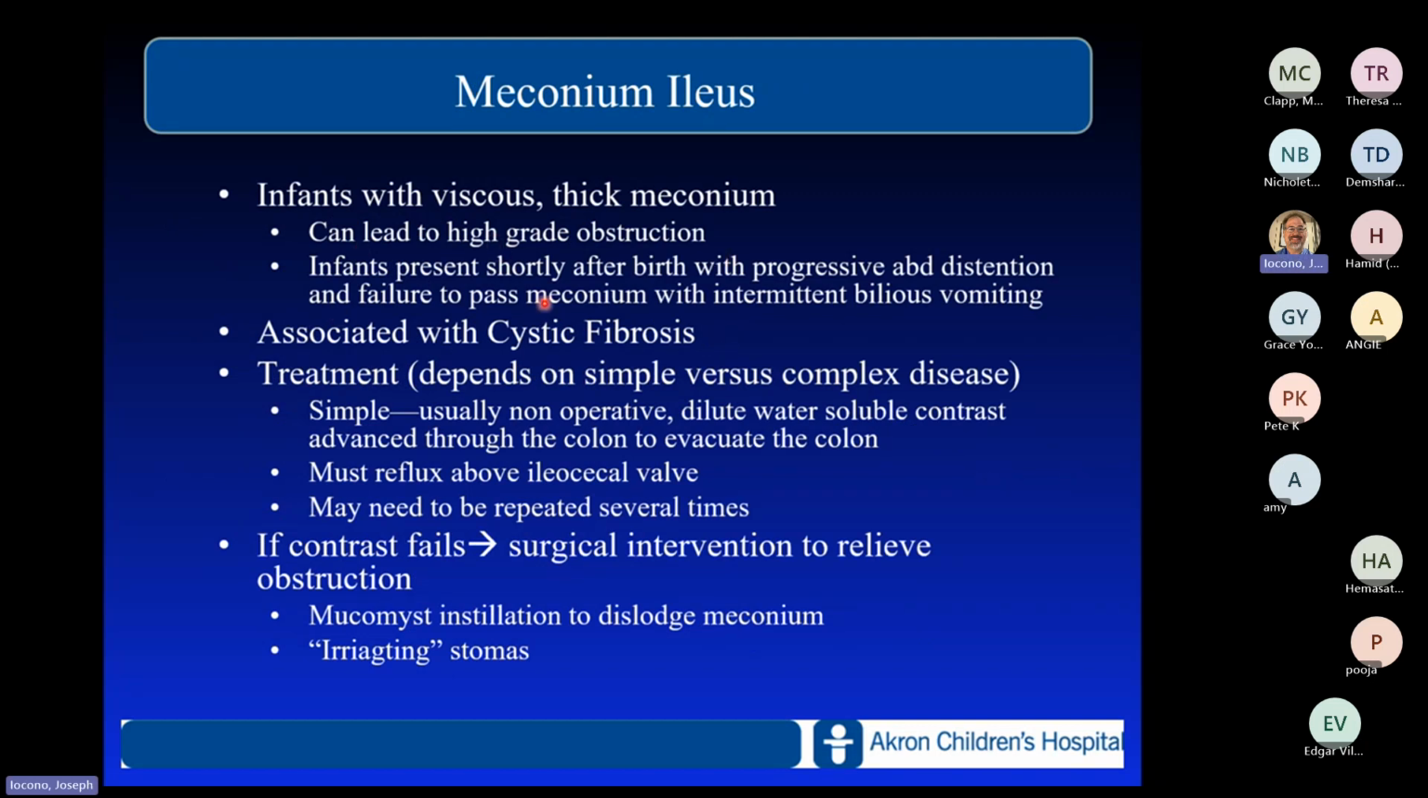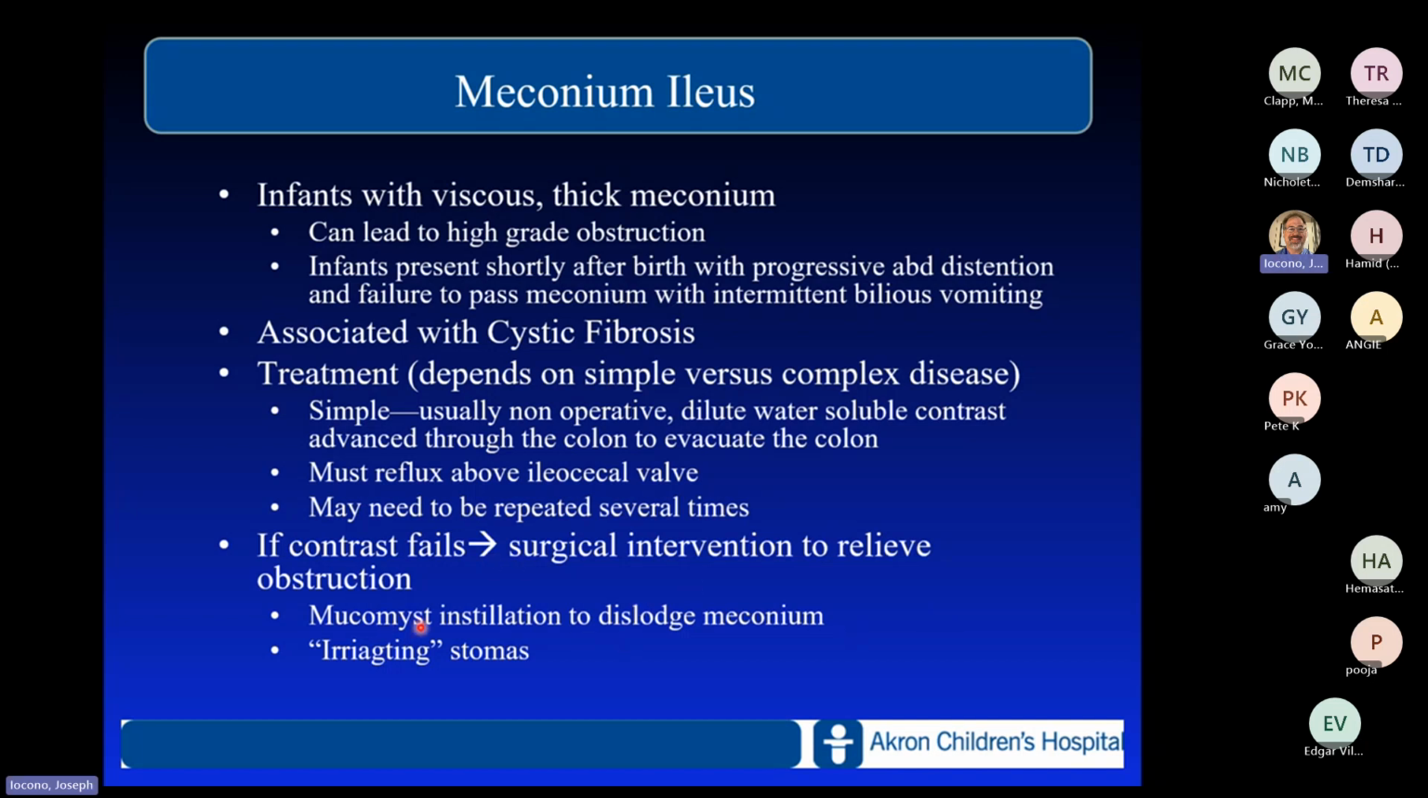So meconium ileus can lead to high-grade obstruction associated with cystic fibrosis. The treatment is either simple, if you can do a water-soluble contrast enema, reflux past the ileocecal valve, solubilize the plugs, and then you can pass them, then you're fine. That's simple ileus. If the contrast fails, then it becomes, by definition, complicated, and you have to go to surgery.